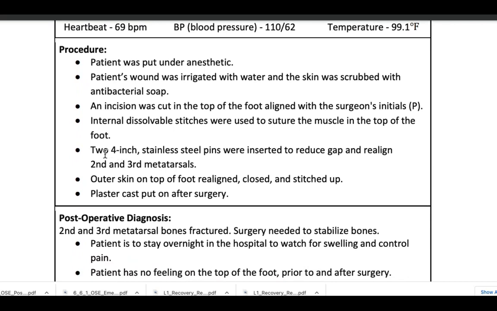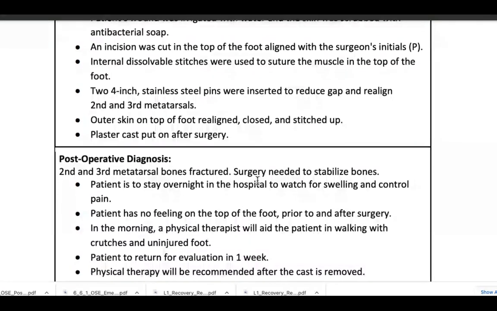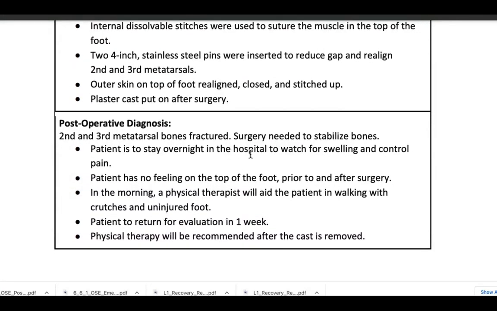It says they put 2 4-inch stainless steel pins in to reduce the gap, to close those, to put the bones back together. They closed the back of his foot, the top of his foot back up and stitched it up. They put a plaster cast on it. He had to stay in hospital for a night just to make sure everything was okay. He still has no feeling on top of his foot before or after the surgery. He's going to get some PT, learning how to use crutches, and he has to come back in a week. So that's his post-operation report.